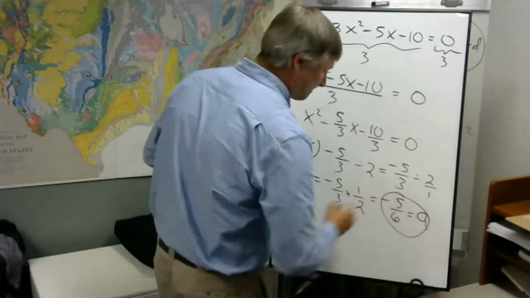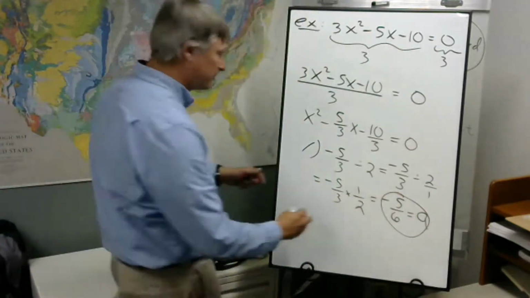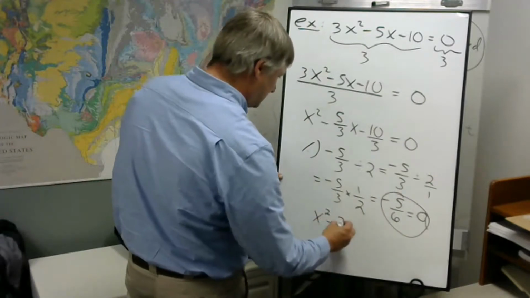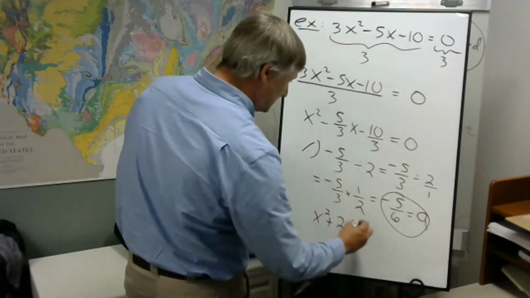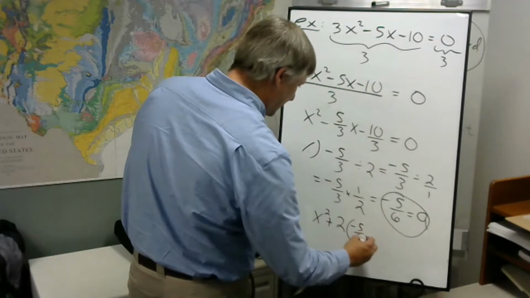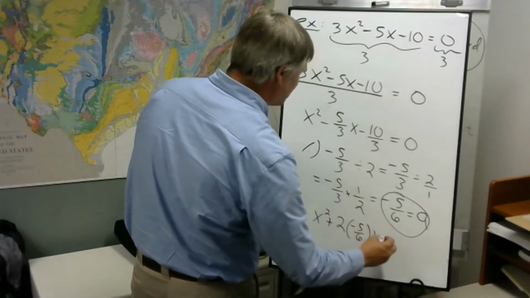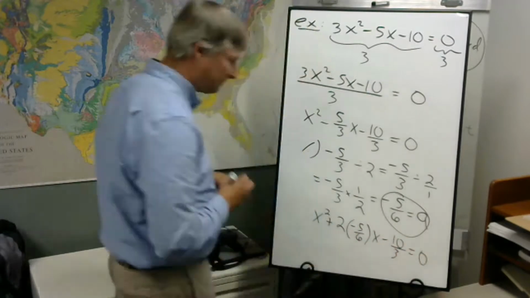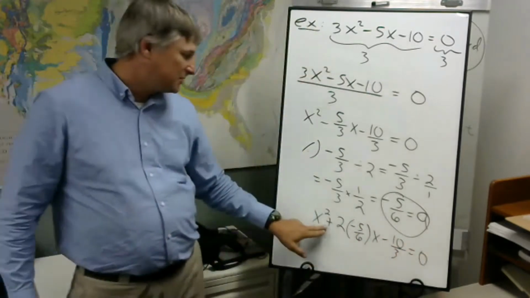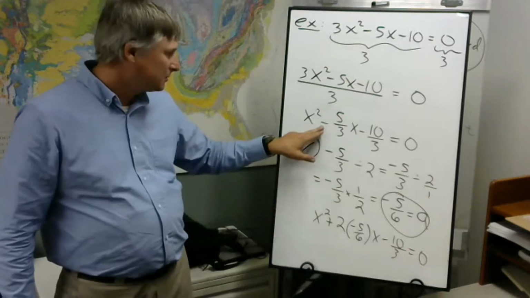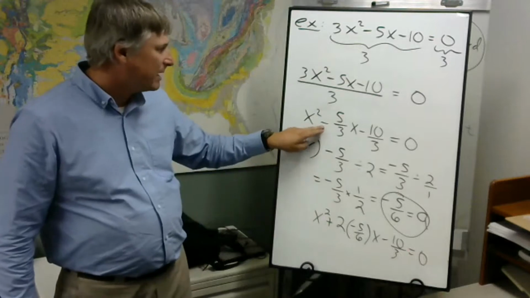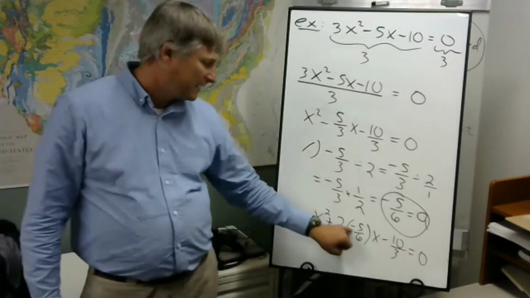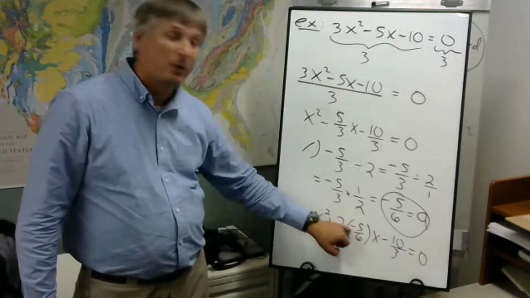So here's our A. So now we can rewrite this as x squared minus 2, or plus 2, times minus 5/6 x minus 10/3 equals 0. And as you can see, I changed this to plus. I took the minus and the 5/3 and divided that by 2. So that's what we've done here. So the minus went inside.